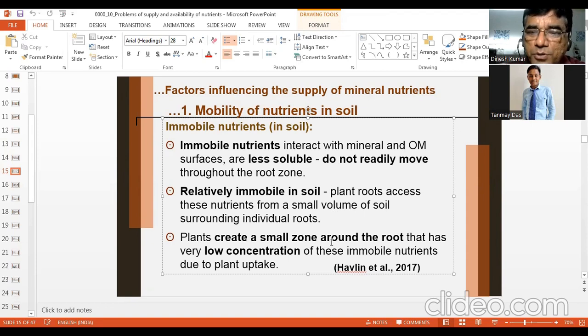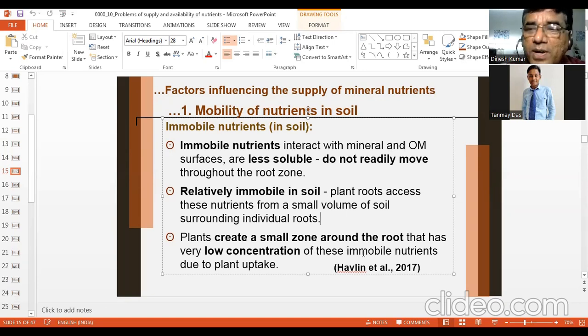Plants create a small zone around the root that has a very low concentration of these immobile nutrients due to plant uptake. So we need to understand what the immobile nutrients in soil are and what the mobile nutrients are. This knowledge will definitely help us in the management of nutrients. If we know the mobility, we know that nitrogen is mobile in the soil. Therefore, it can be applied on the surface. Top dressing can be done, and it is usually done by farmers to improve the efficiency of the fertilizer.